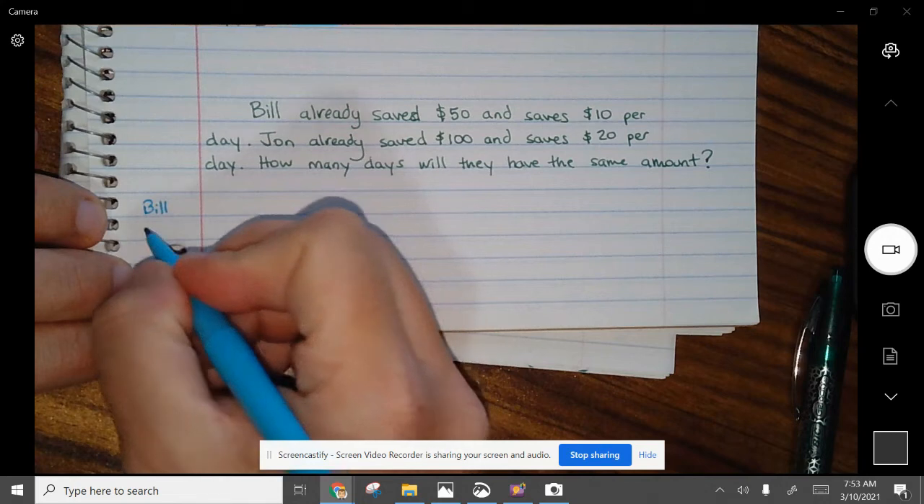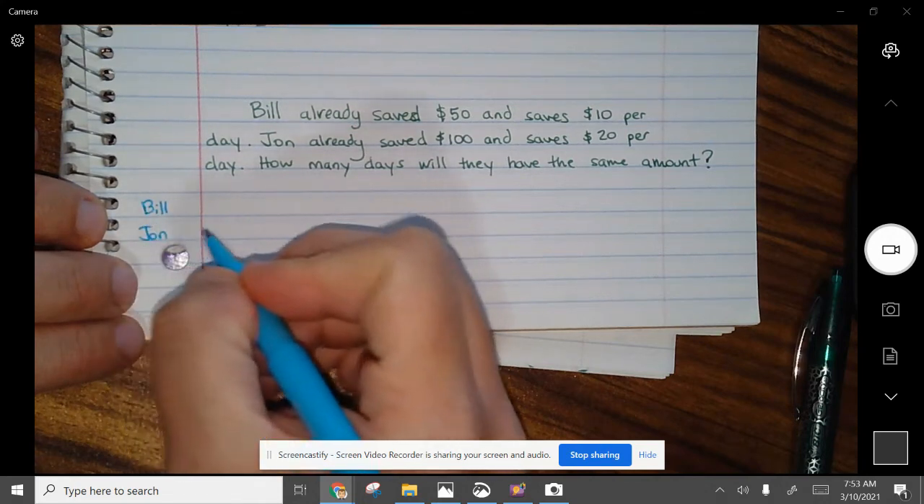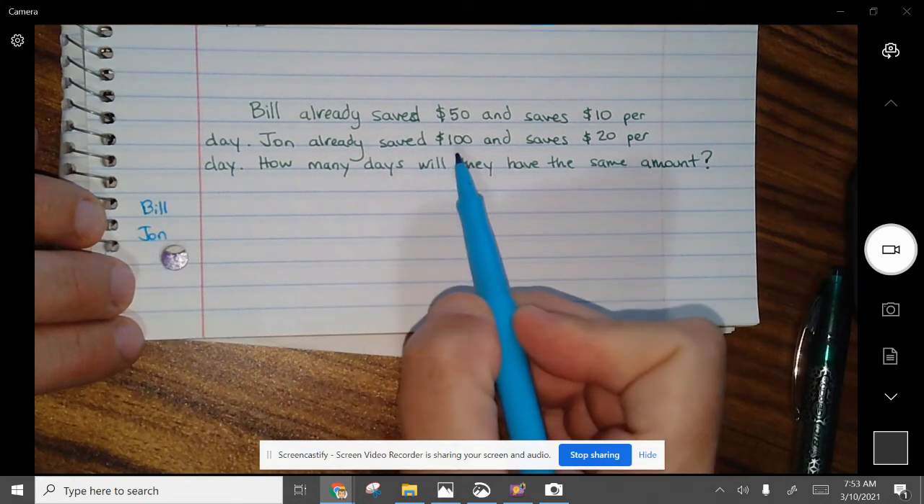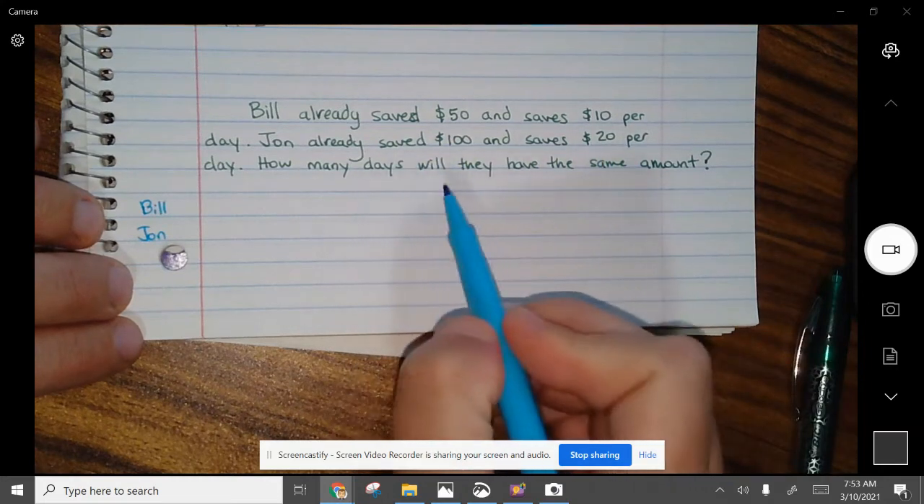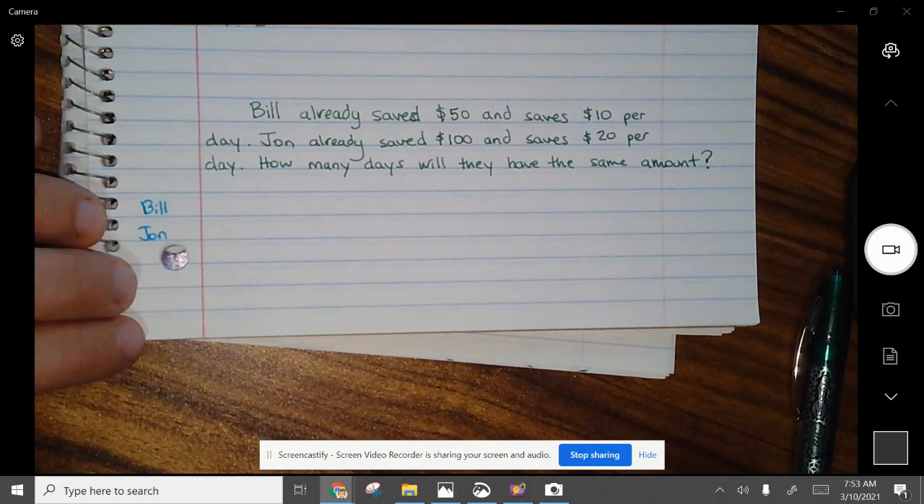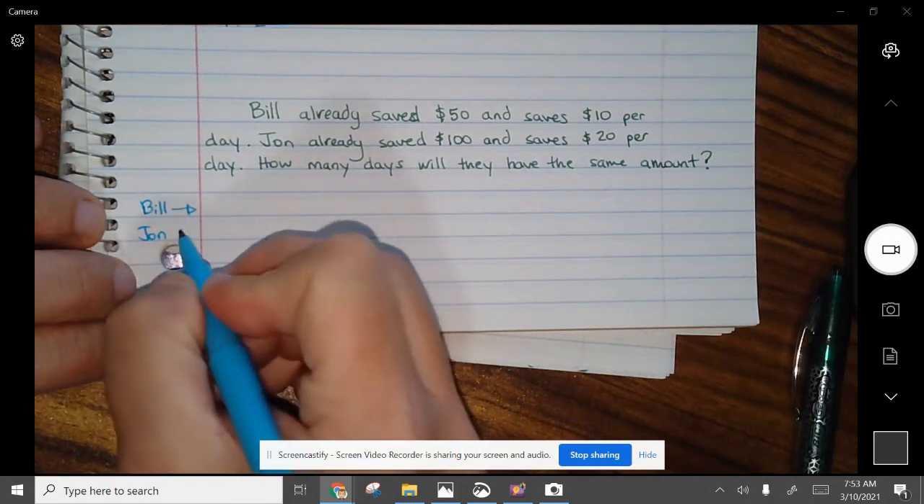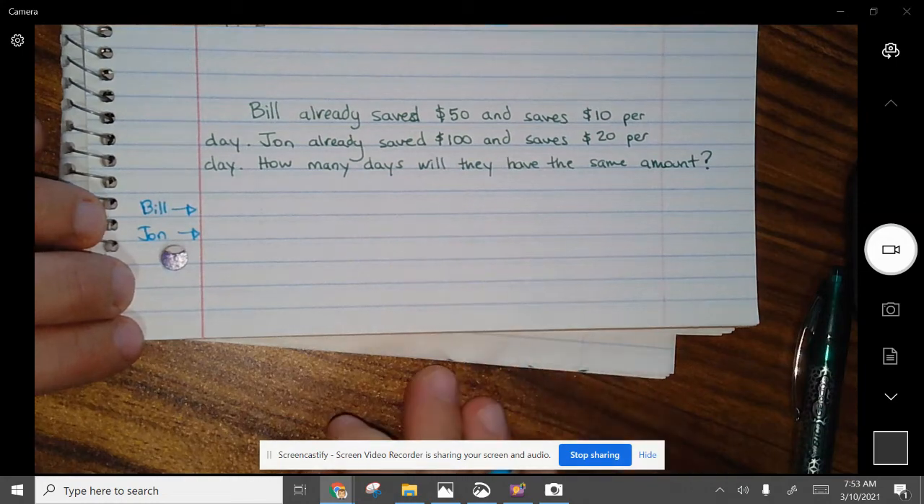And then I'm also going to write John's equation. Okay? John already saved $100 and saves $20 per day. How many days will they have the same amount of money, basically? Okay? We did this in class. Let's go ahead and try this one. So Bill, what's his equation going to be?